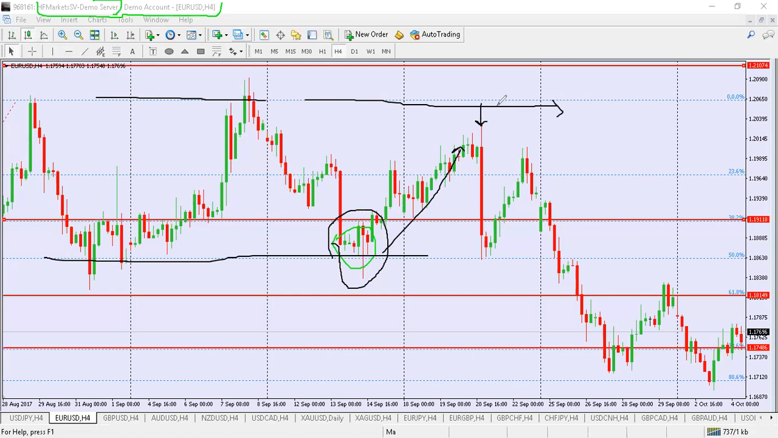I don't think you'd make a profit, it's a drop. But if you shifted your stop loss along the way as it went up, you would have gotten something out of it.